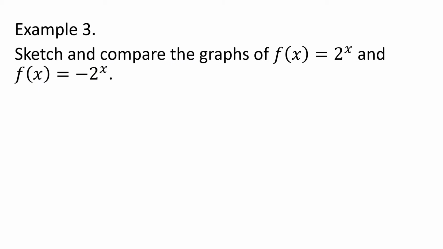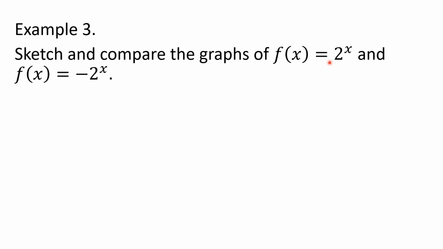Example 3. Sketch and compare the graphs of f of x equals 2 to the x and f of x equals negative 2 to the x. So what's the difference between these two equations? One is positive 1 multiplied by 2 to the x. The other is negative 1 multiplied by 2 to the x. So both of these still have a base of positive 2. However, one is multiplied by negative 1 and the other is multiplied by positive 1.